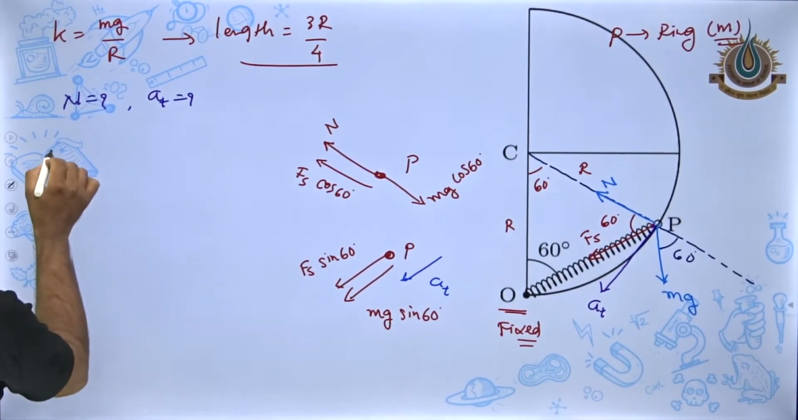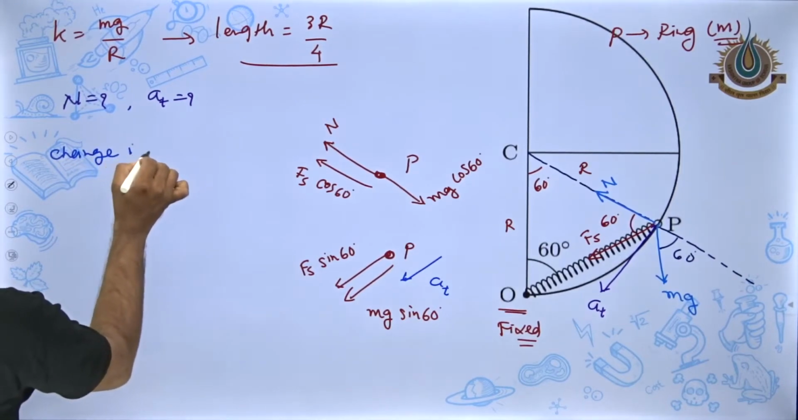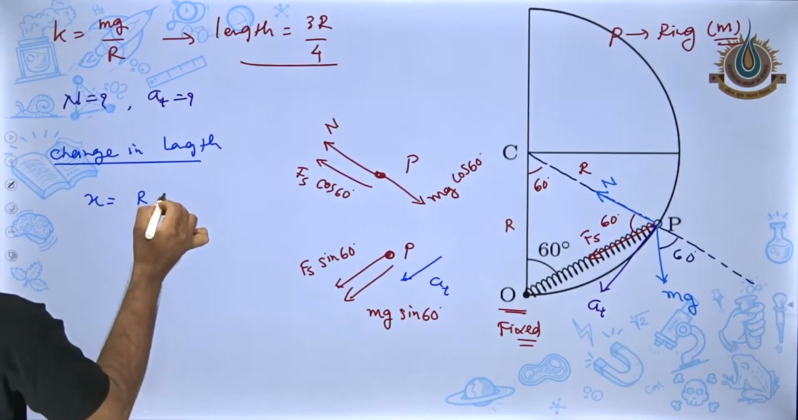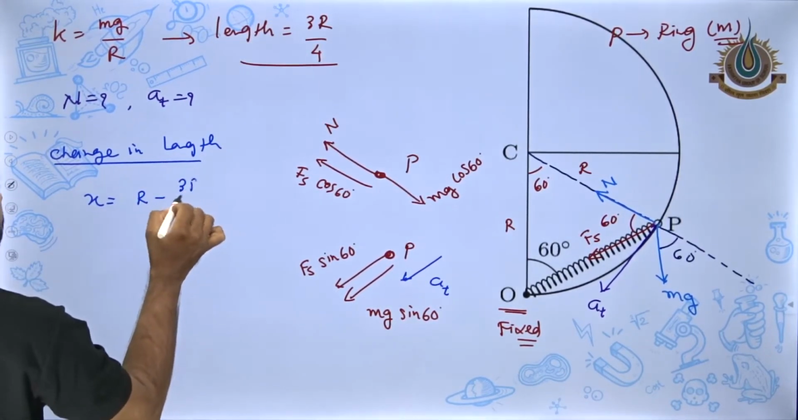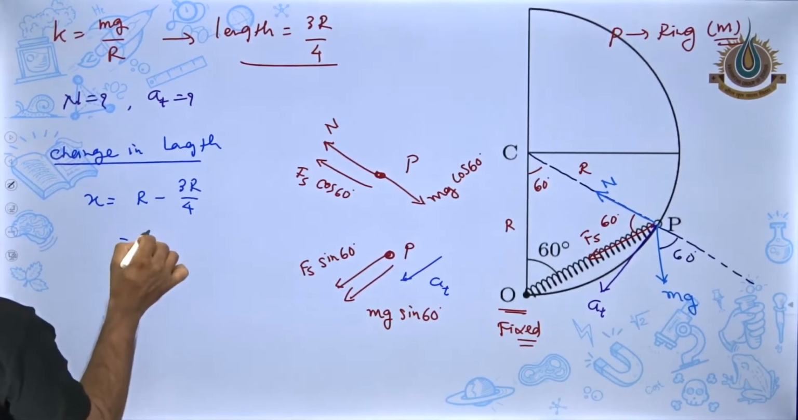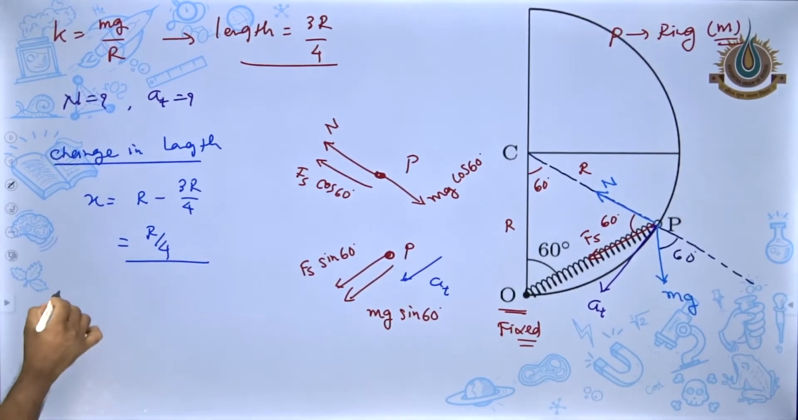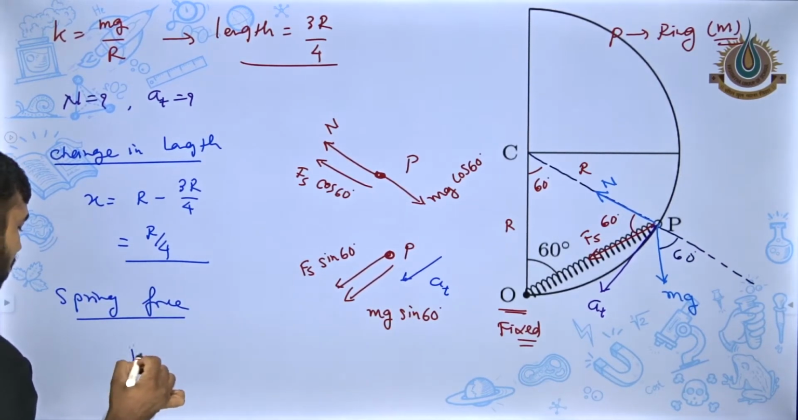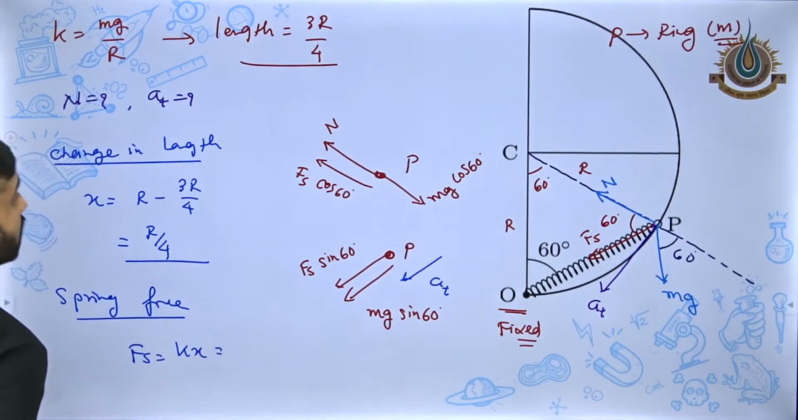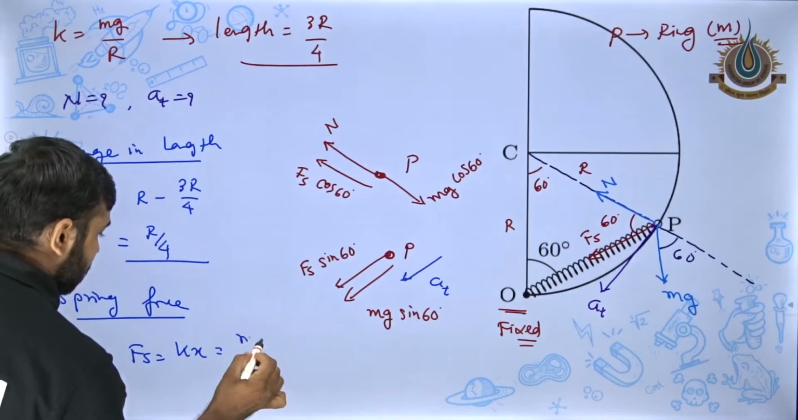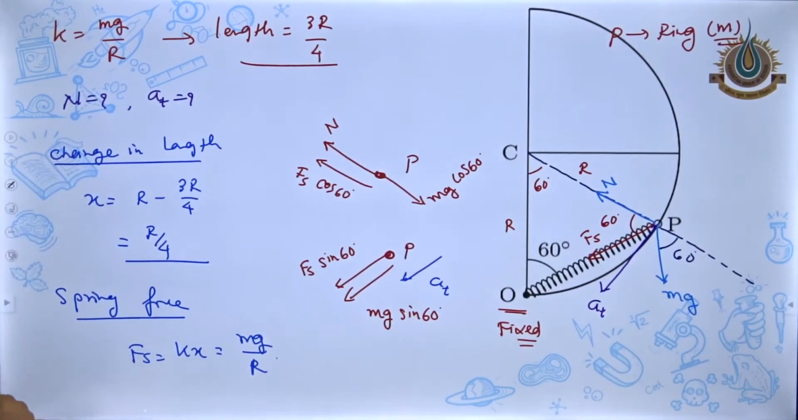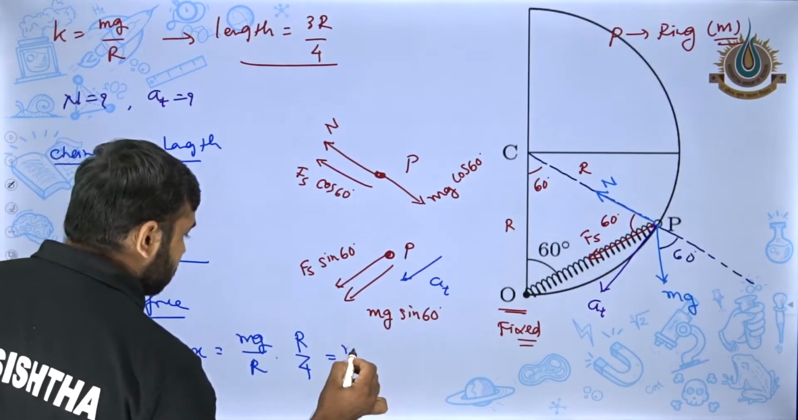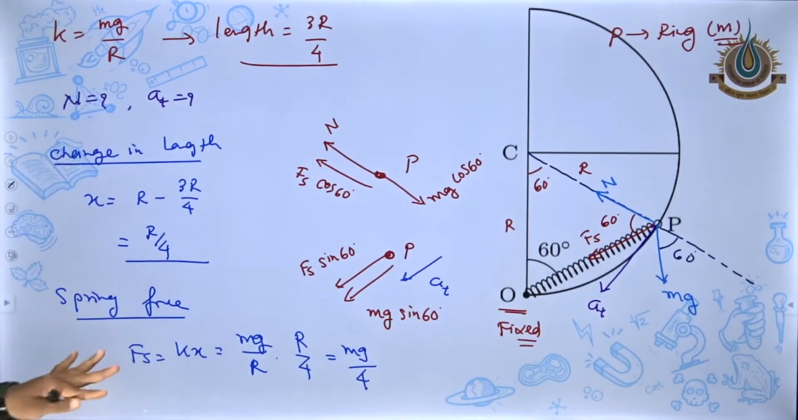तो change in length कितना होगा? So change in length of the spring x is equal to final length minus initial length, that is R minus 3R by 4, that is R by 4. You get the first answer. Now spring force is what? Spring force Fs is equal to kx. So k is equal to what? That is mg by R, multiplied by x, which is R by 4. R cancels out, this becomes mg by 4. Now you get the Fs also.